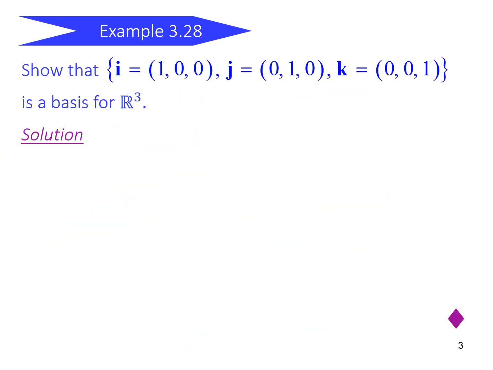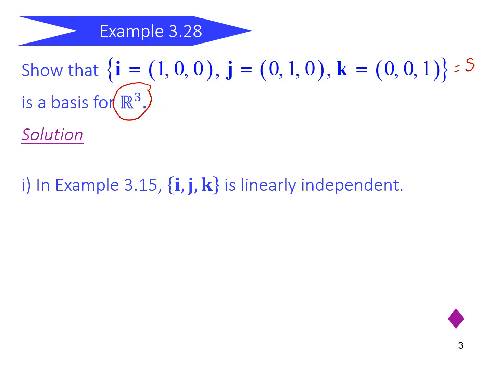Let us start with a very important example. Now we consider the vector space V as R3 with the standard addition and scalar multiplication, and the set S is a set which contains three vectors, I, J, and K, given as in the slide, and S is a basis for R3 because in the previous example, example 3.15, we have proven that the set S is linearly independent.